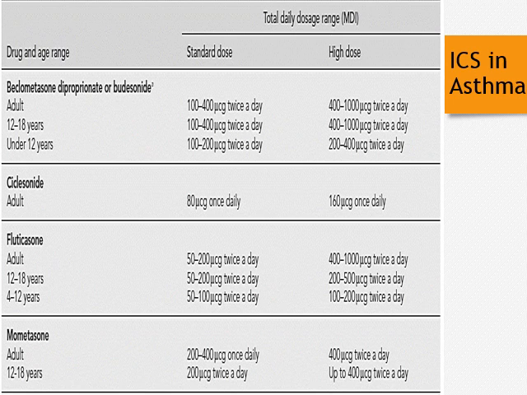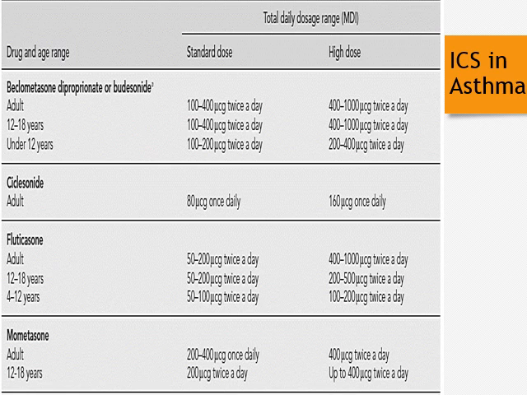Now this table enlists the corticosteroids that are used in the treatment of asthma with their standard dose and high dose. Firstly, beclomethasone dipropionate or budesonide can be used in adults in the dose of 100 to 400 microgram twice a day. It's a standard dose, while at the higher dose it can be used at 400 to 1000 microgram twice a day. In the age group of 12 to 18 years, it can be used as a standard dose of 100 to 400 microgram twice a day and 400 to 1000 microgram twice a day at the highest dose. In the age group of under 12 years, the standard dose is 100 to 200 microgram twice a day and the highest dose is 200 to 400 microgram twice a day.